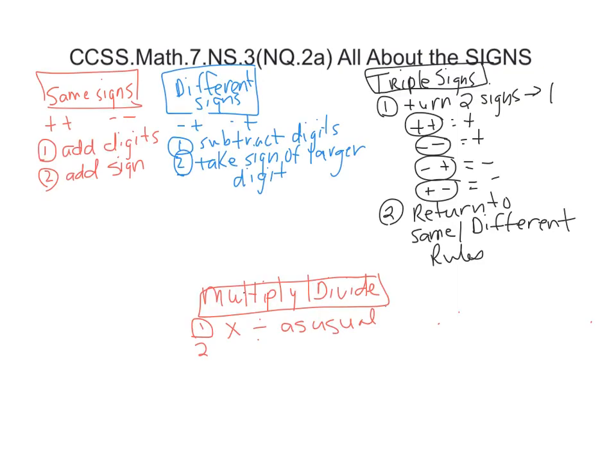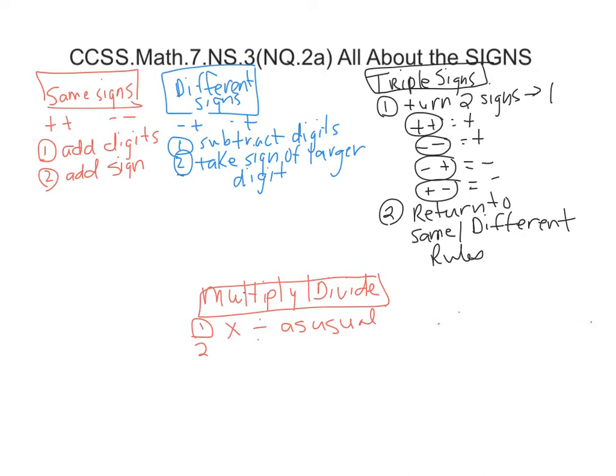Common Core State Standards Math, 7th grade, Number System 3, Numbers and Quantity 2A, and it's all about the signs. This is your graphic organizer. This is one system of doing this, and it really works. It's really kind of shortcutting everything, but you really need to have a pattern. So use this if you need to.